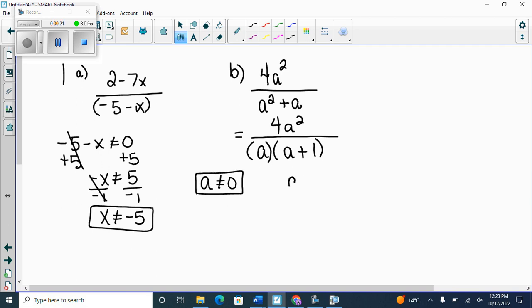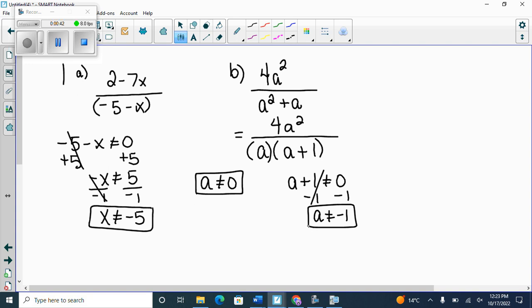Then I get a plus 1 can't equal 0. And I subtract 1 to isolate a. So a can't equal -1. So those are my 2 non-permissible values. If I plug them back into my original, my denominator will be 0, and I'll know I'm right.